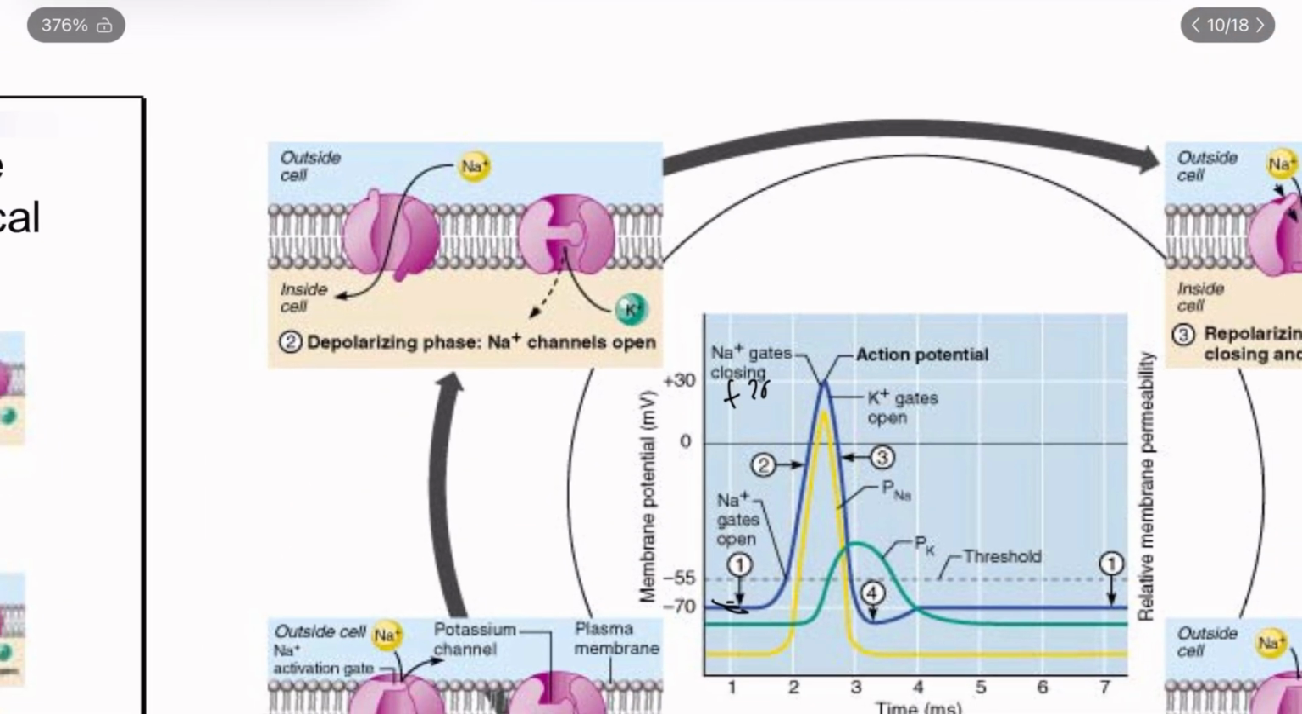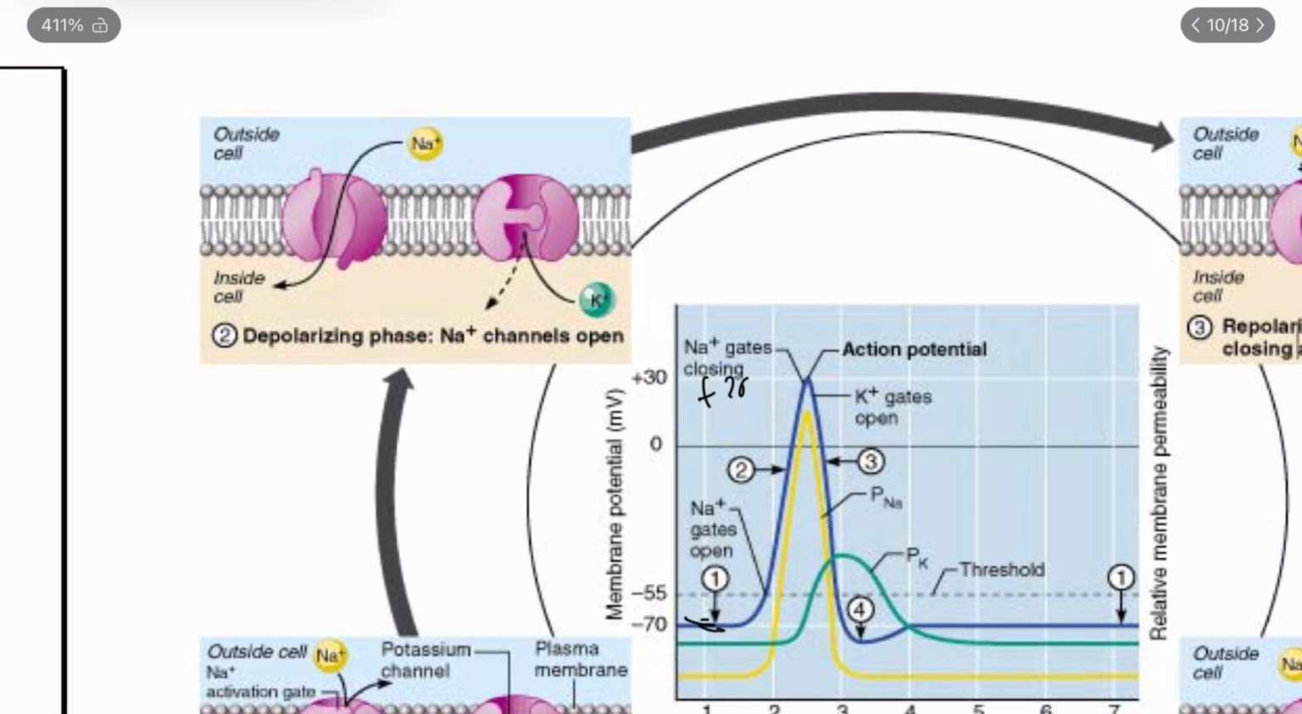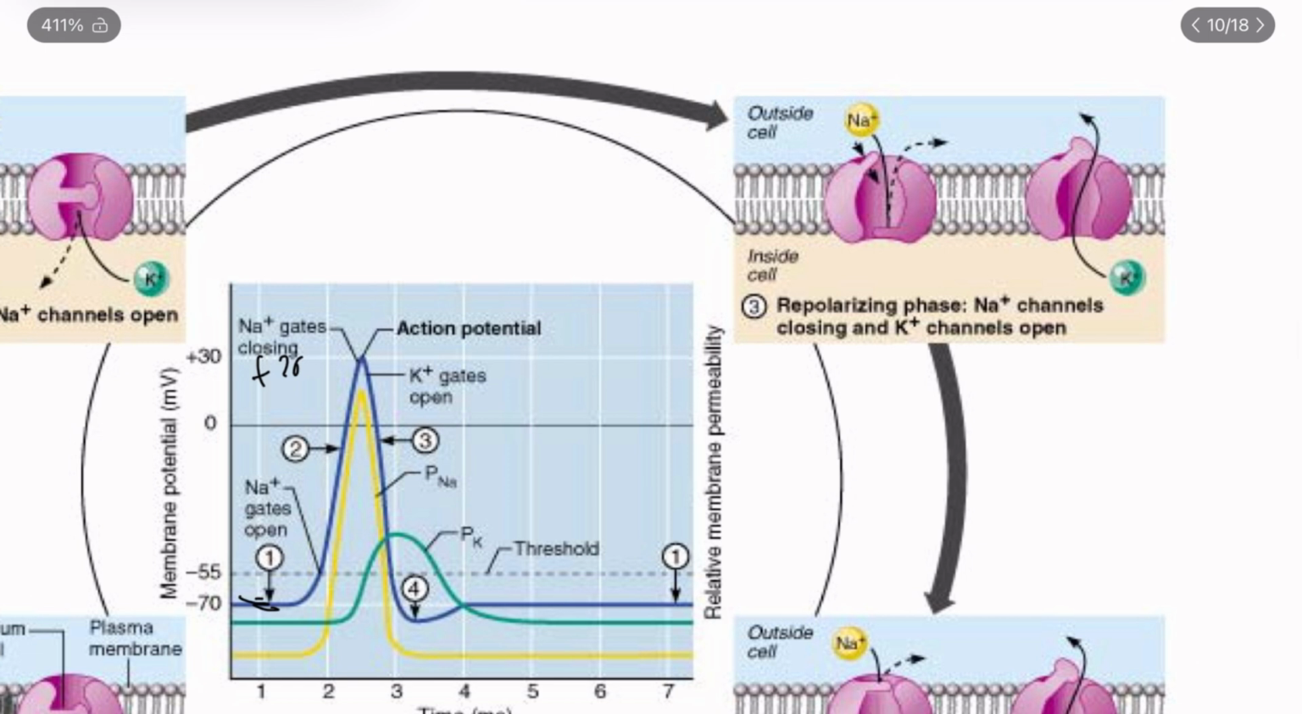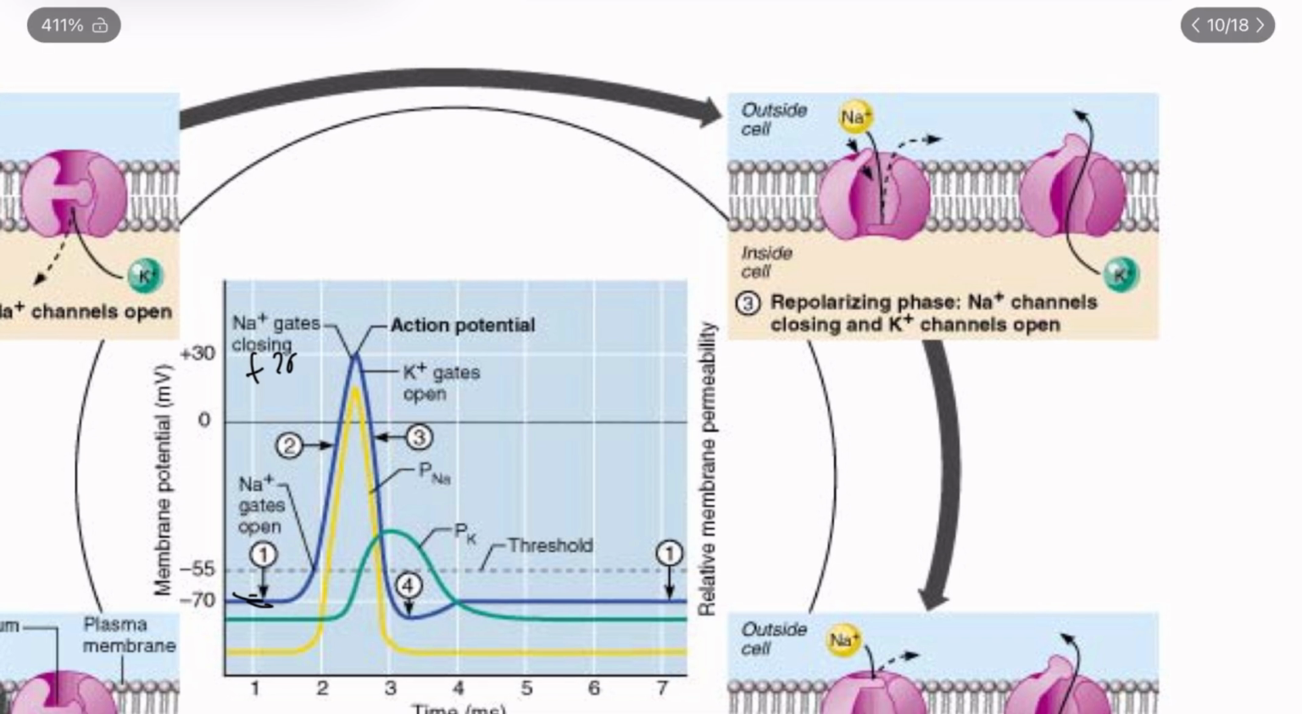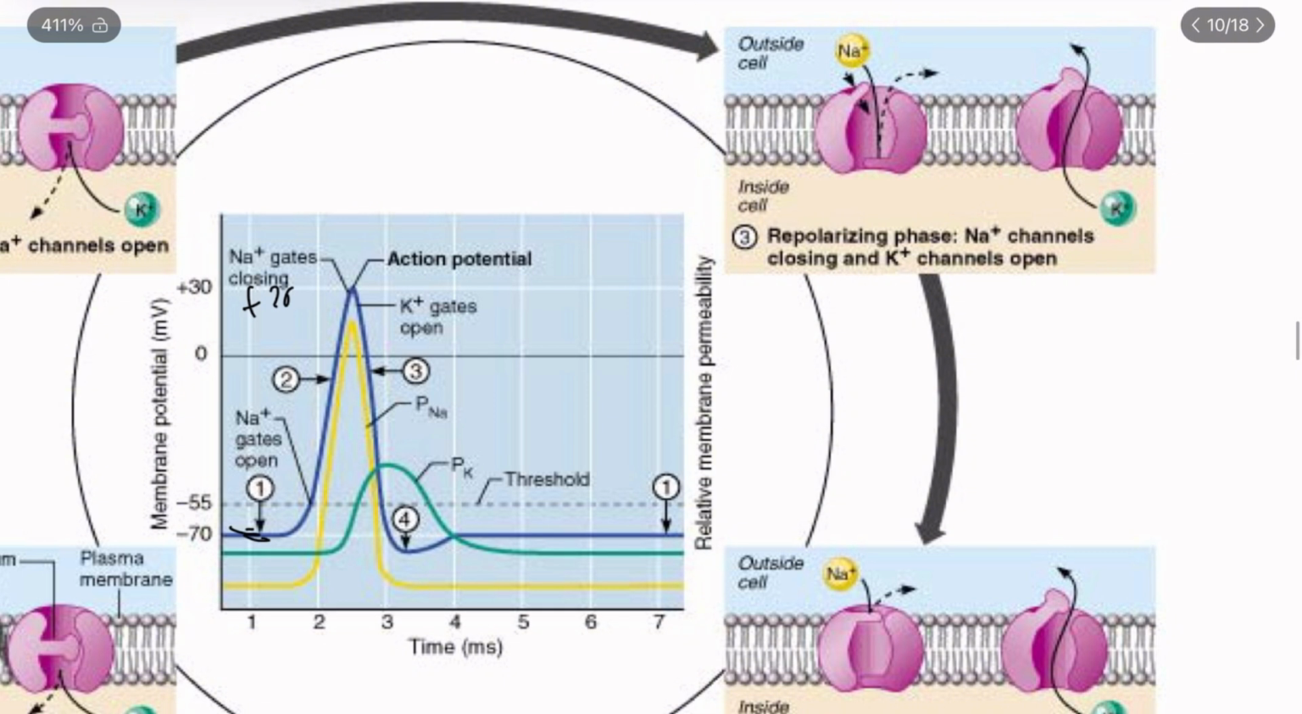We then get into the depolarization phase. When the neuron is stimulated and reaches the threshold, sodium channels open. Sodium ions flood into the cell, making the inside of the cell more positive, which is up to plus 30 millivolts right here. And then we get into the repolarization phase. After the depolarization, sodium channels close and potassium channels open. Potassium ions move out of the cell, returning the inside of the cell to a negative charge.